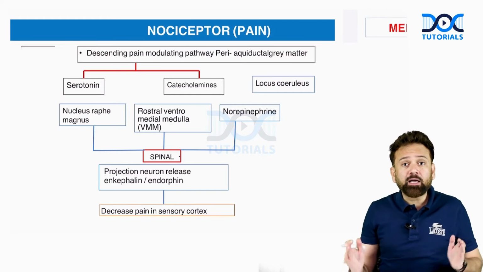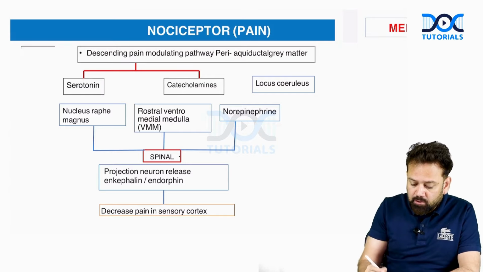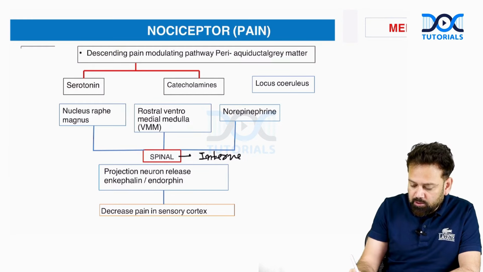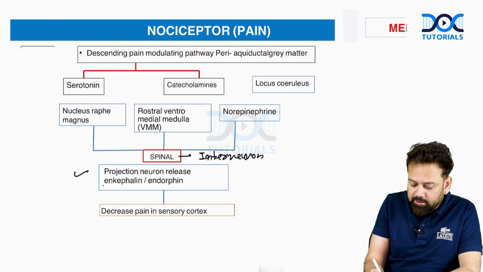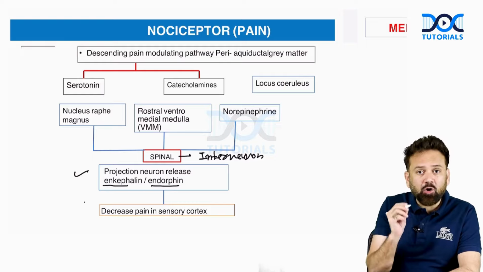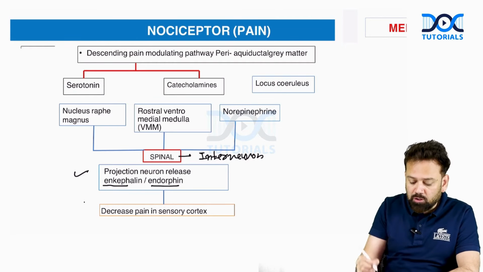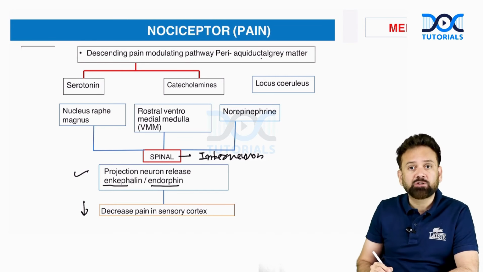Now, about the analgesic pathway. To understand the analgesic pathway, we need to remember what? The spinal cord has interneurons. They have projection neurons releasing enkephalin and endorphin. So enkephalin and endorphin released by the projection neuron of the spinal interneuron will decrease pain in the sensory cortex.